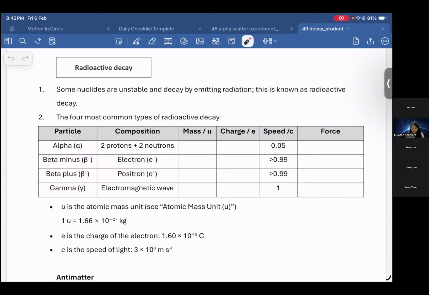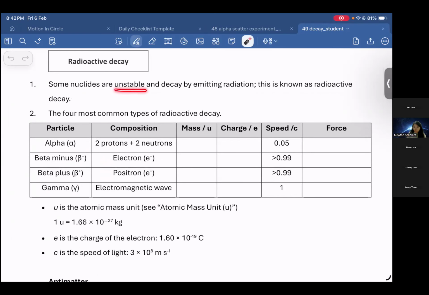Just now we said that some nuclei are unstable. It might be that we have extra neutrons, so they are unstable. When they are unstable, they try to decay and emit radiation. This is called radioactive decay. We will have four types of decay. In year 11 we said alpha, beta, and gamma, but right now we add one more, beta plus. What we learned about beta in year 11 is actually beta minus. That is what we already know.